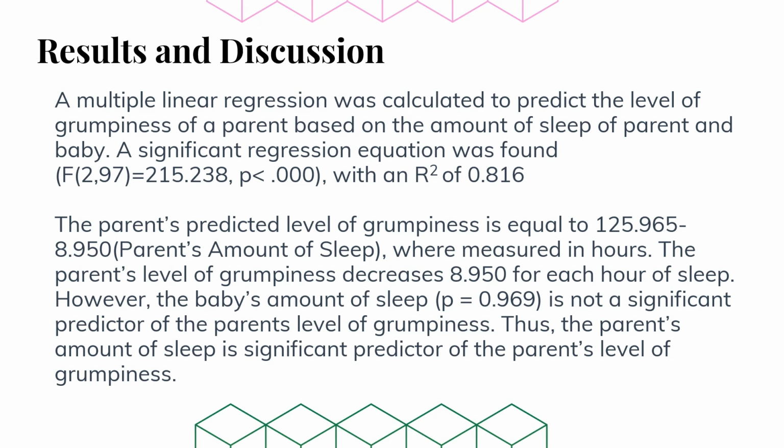The parent's predicted level of grumpiness is equal to 125.965 minus 8.950 times the parent's amount of sleep, measured in hours. The parent's level of grumpiness decreases by 8.950 for each hour of sleep. However, the baby's amount of sleep, p equals 0.969, is not a significant predictor of the parent's level of grumpiness. Thus, the parent's amount of sleep is a significant predictor of the parent's level of grumpiness.